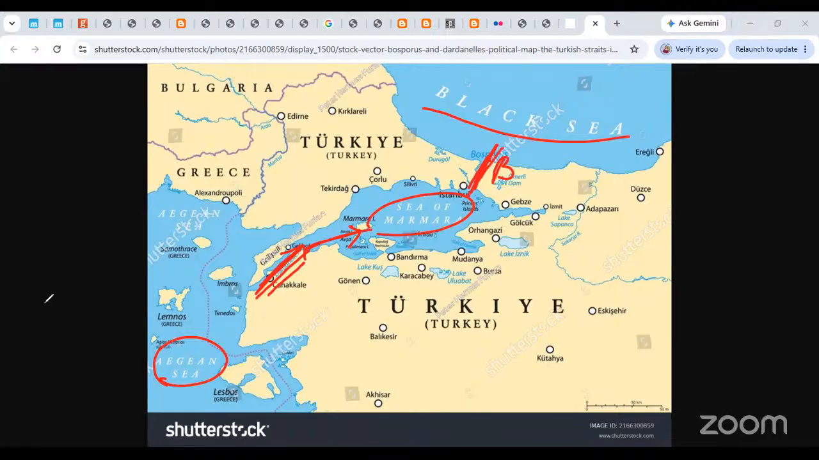This is a geopolitically very sensitive region, so you just have to take care of this region. The reason it is called the Turkish Strait is because this lies in Turkey. Okay, so it is also economically important.